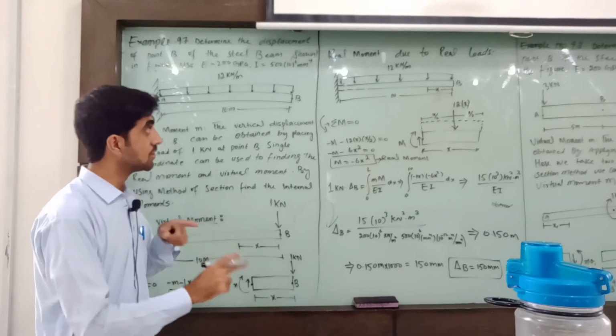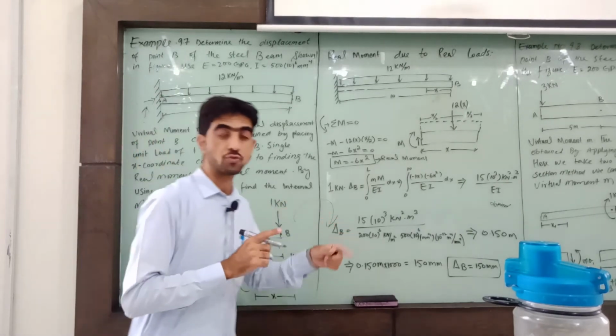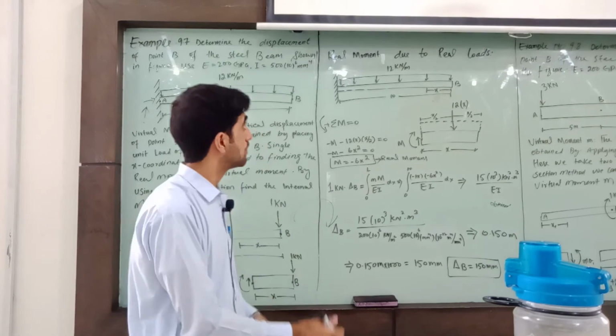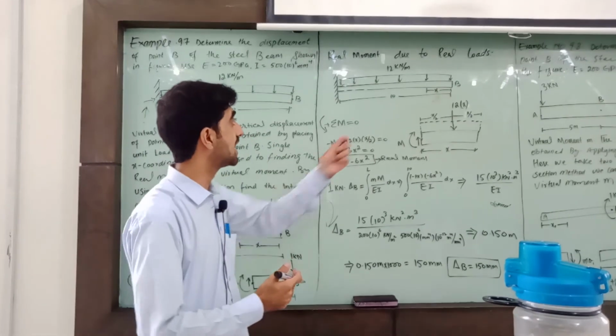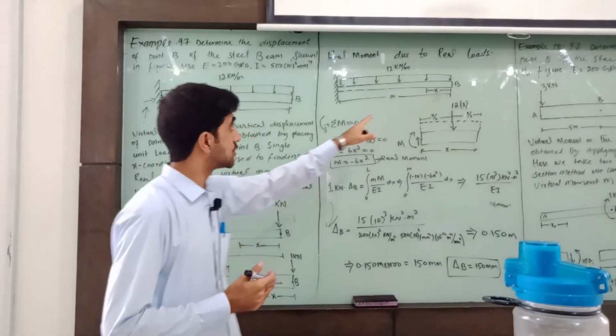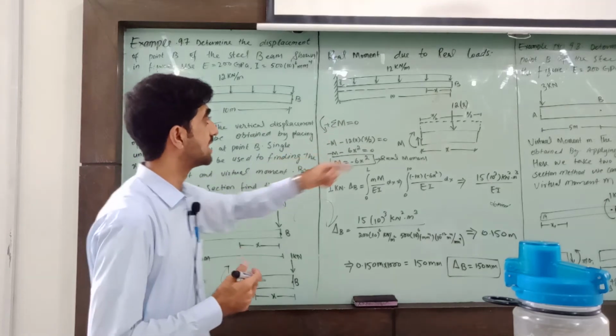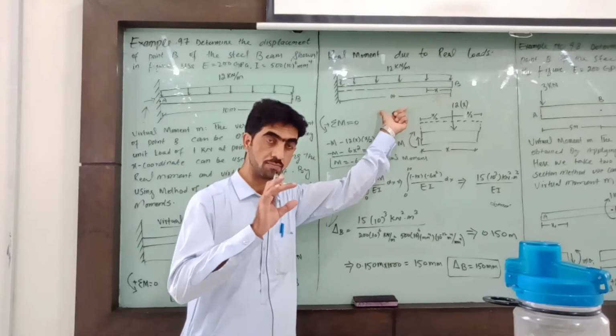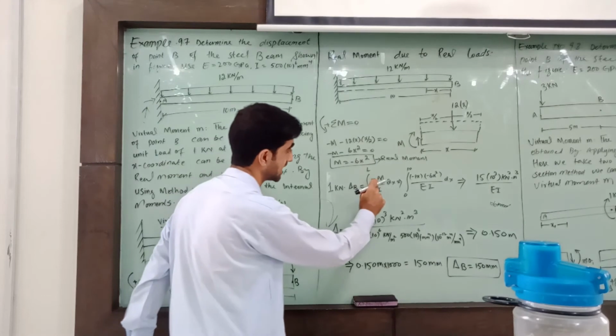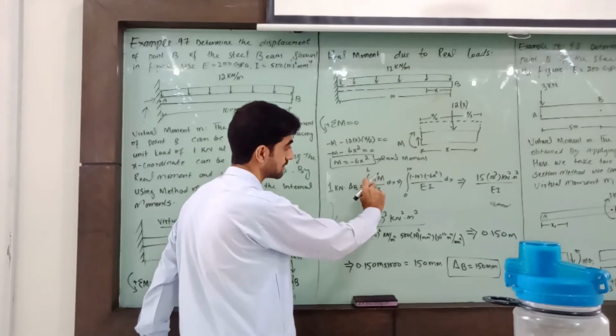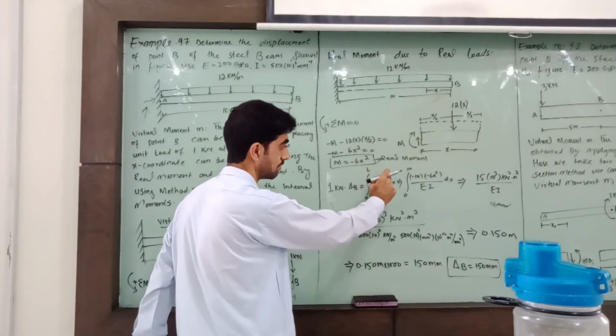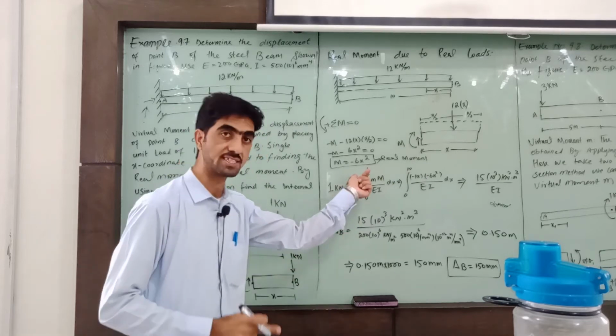Okay, so we come to the real moment. How can we find the real moment? When we find the real moment, it is denoted by capital M. You can see this formula: this is the small m, this is the capital M. We can apply integration on this step.